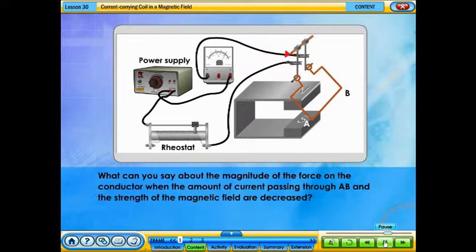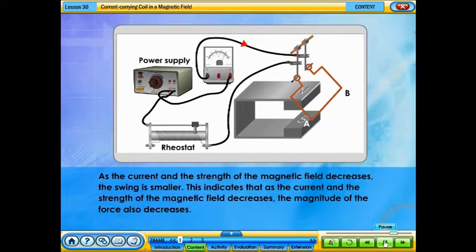What can you say about the magnitude of the force on the conductor when the amount of current passing through AB and the strength of the magnetic field are decreased? As the current and the strength of the magnetic field decrease, the swing is smaller. This indicates that the magnitude of the force also decreases.